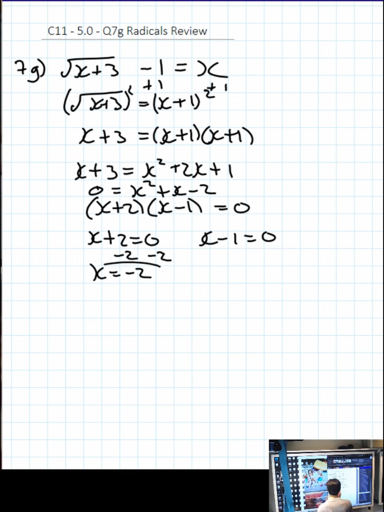And then if we add 1 to both sides, we'll get x equals 1. Circle our answer. Good. So now we're going to take those answers and put them back into the question.